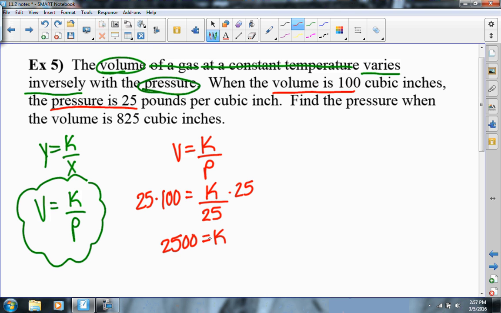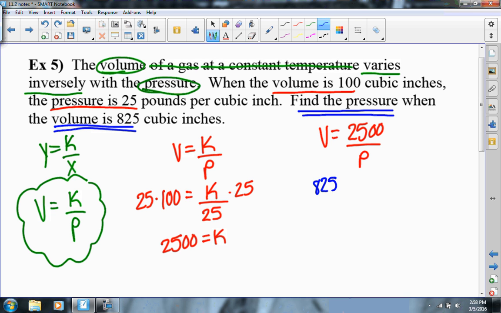And then I'll be able to rewrite my equation. So V equals 2500 over P. That's just like what we did in example 3. They gave us the values and we substituted them in and we wrote the equation after we solved for K. But now I've got one more step. It says find the pressure when the volume is 825 cubic inches. So I'm going to substitute in the 825 for the volume. I'm going to leave my 2500 for K, and then I'm going to solve for P.